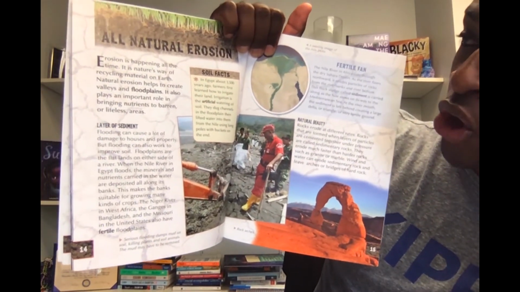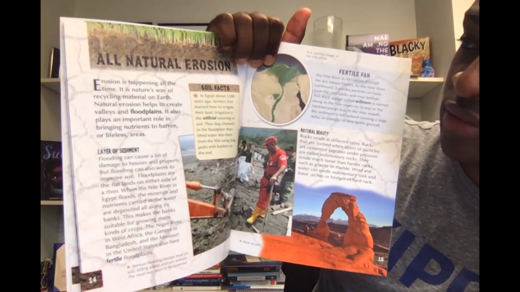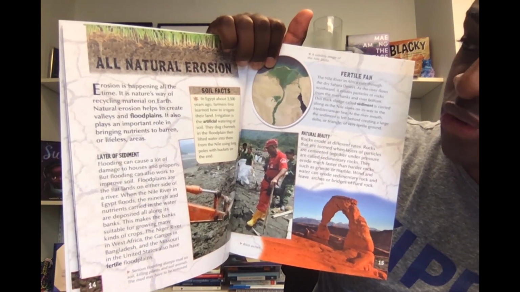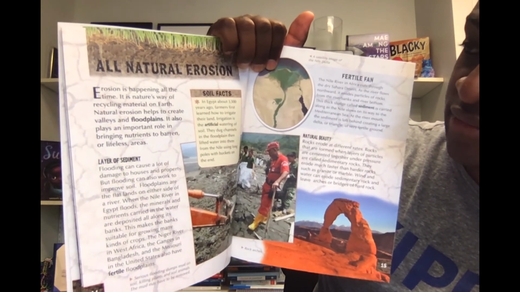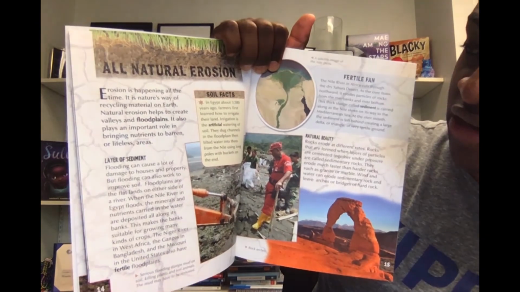Erosion is happening all the time. It is nature's way of recycling material on Earth. Natural erosion helps create valleys and floodplains. It also plays an important role in bringing nutrients to barren, lifeless areas.